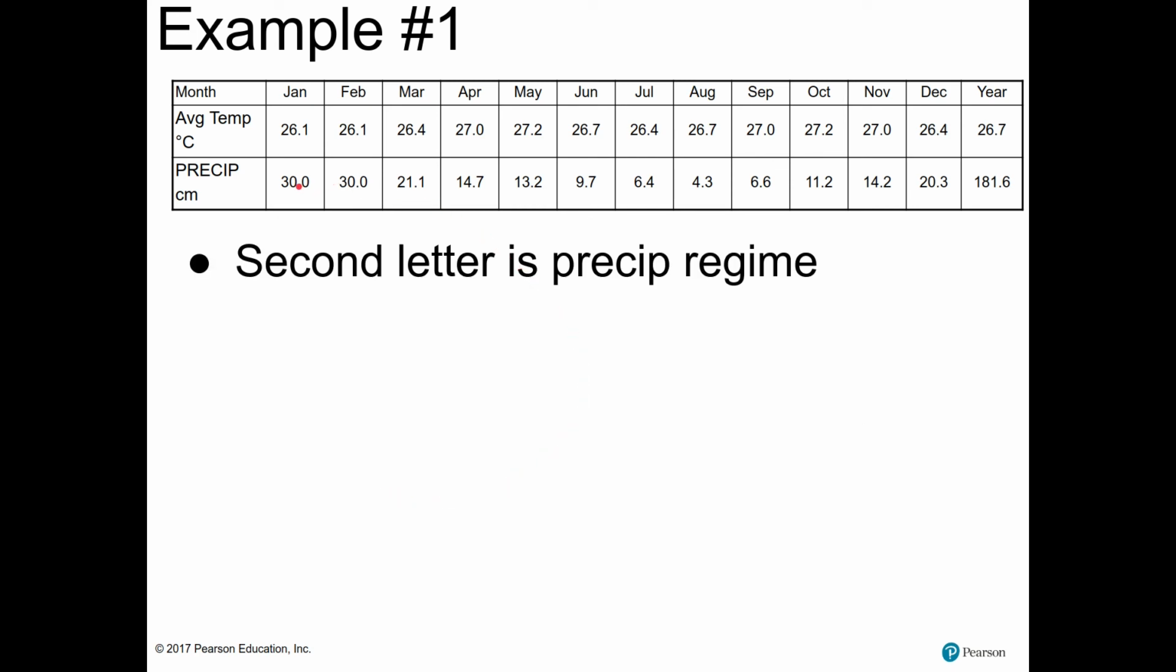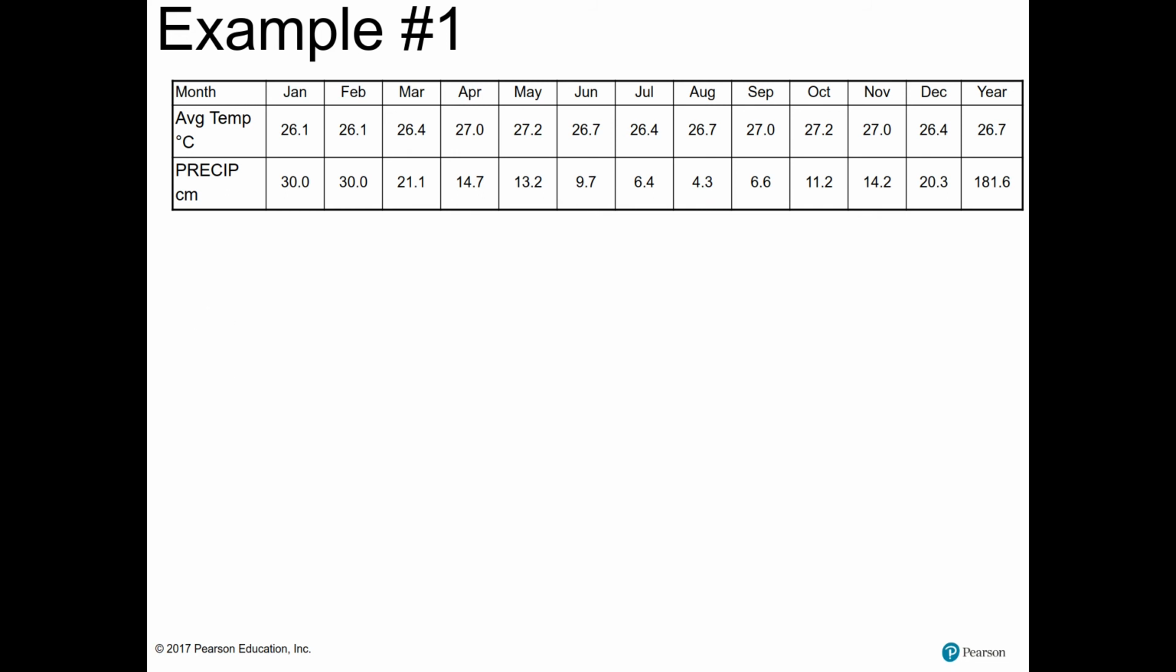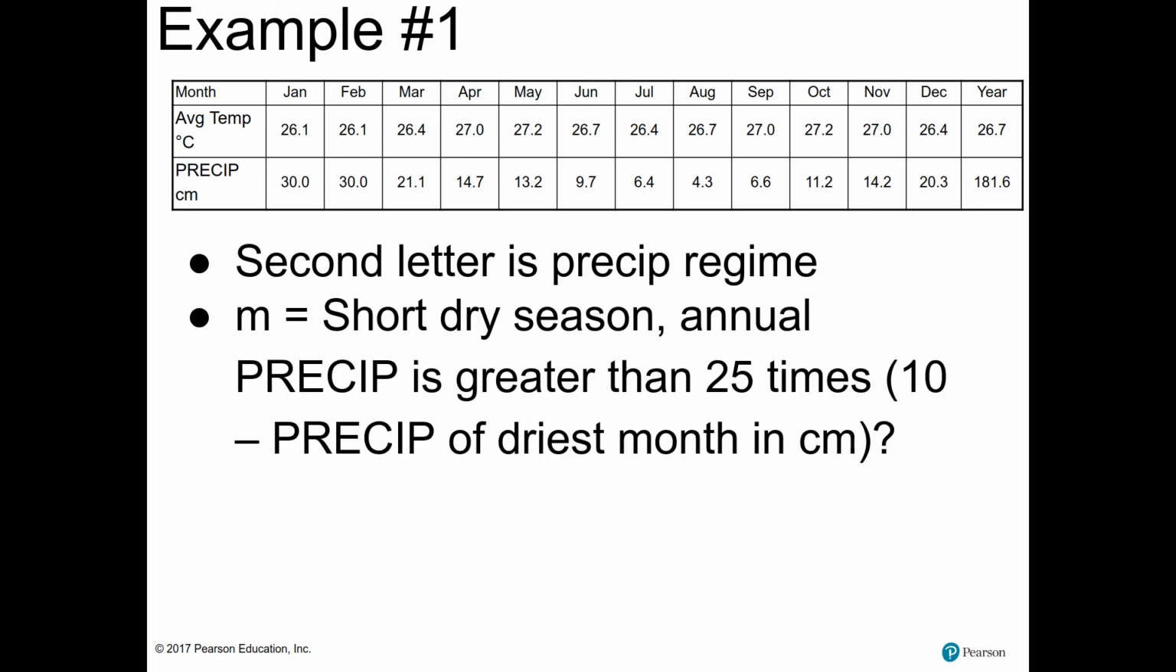So first question, AF, is it rainy AF? Nope. 4.3 centimeters in August, it's not an AF. All months more than 6 centimeters? Nope. So M is annual precip greater than 25 times 10 minus the precip of the driest month in centimeters.